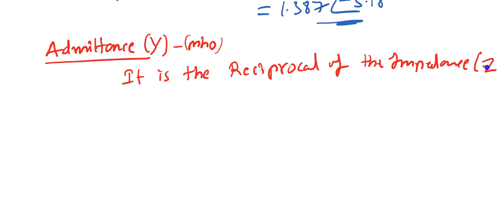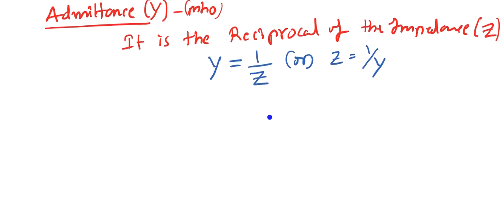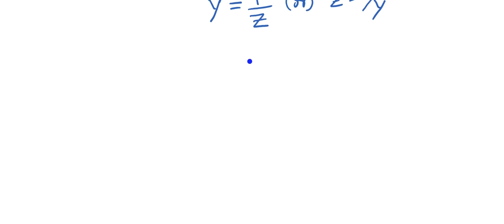Impedance is capital Z, isn't it? So you can write something like this: Y is nothing but 1 by Z, or you can write Z is equal to 1 by Y. It is a reciprocal, and you need to understand that. That is called admittance, and its unit is mho.